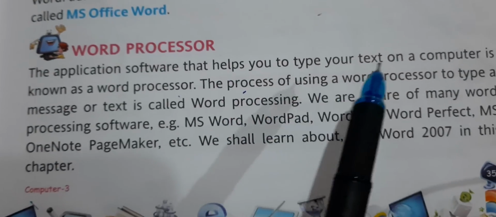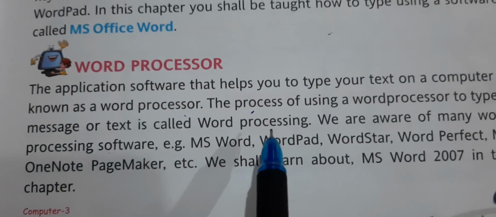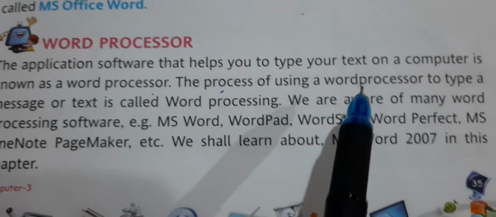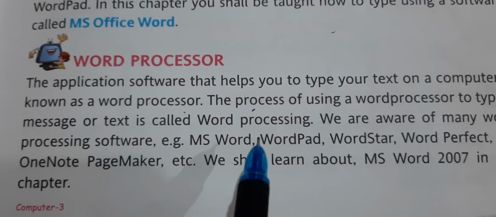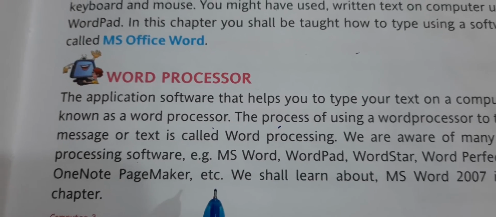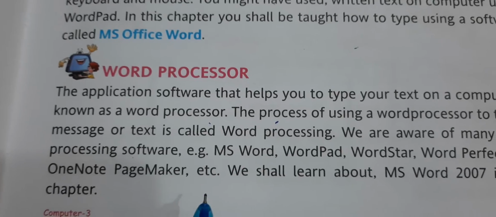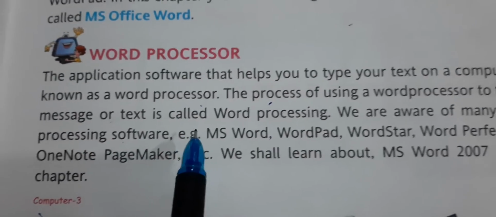The process of using a word processor to type a message or text is called word processing. Whenever we type message or text, it is called word processing, because we are giving simple plain text to the computer, and then according to our instructions or commands, it is changing the look of that text.